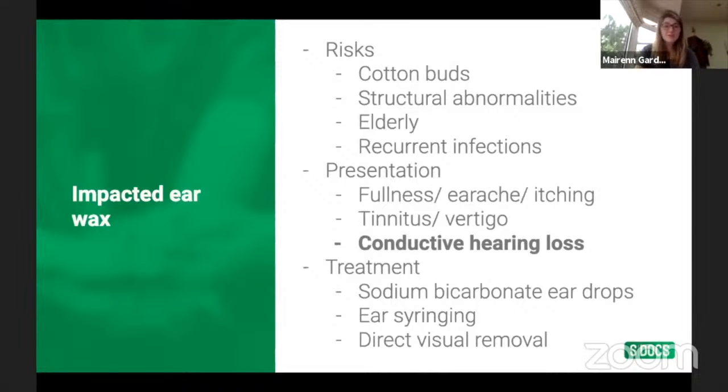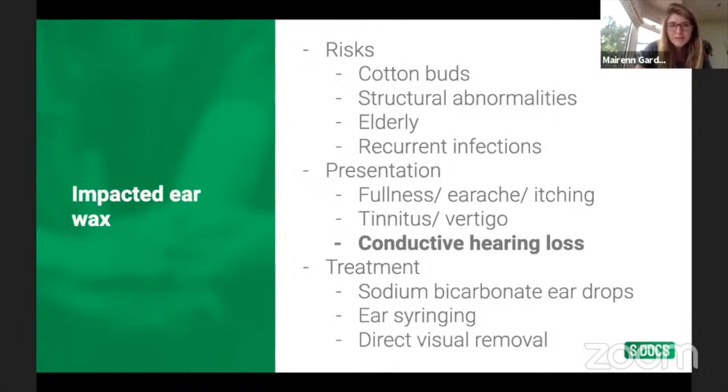This can be quite easily treated. Sodium bicarbonate or oil drops can be used. You've got to make sure that you explain to the patients how to use these properly. They need to be lying down on their side to ensure that the eardrops can fully get in, and they need to stay down there for a little while to make sure that they don't just fall out again.